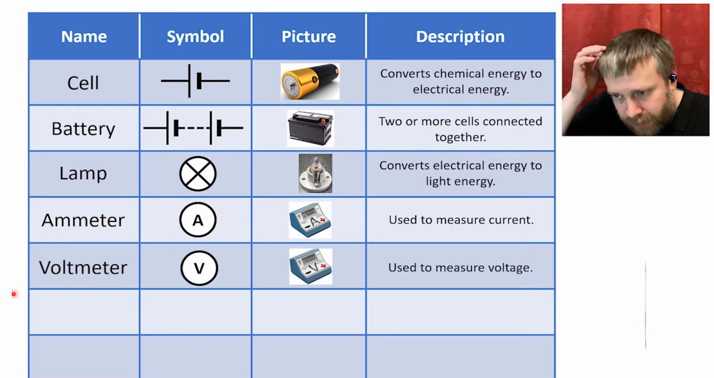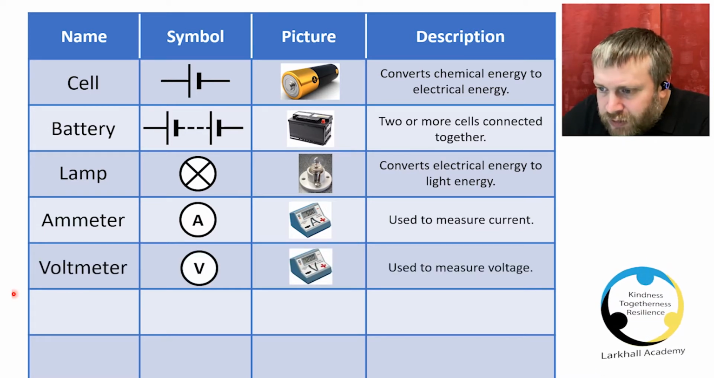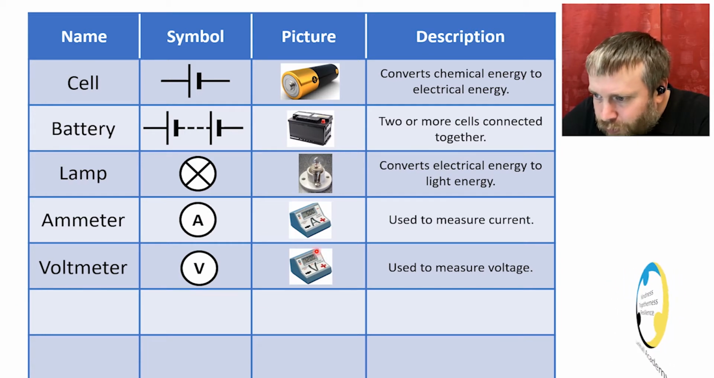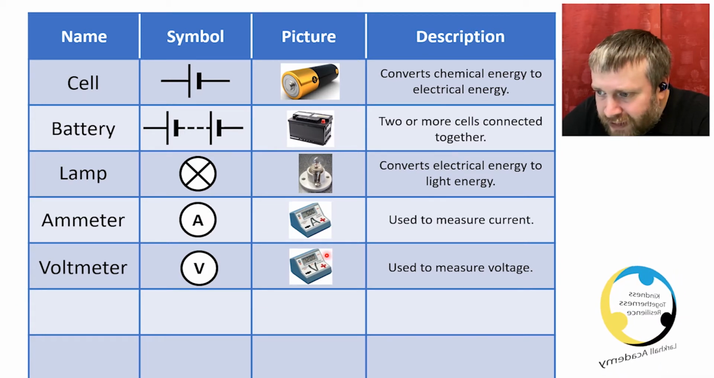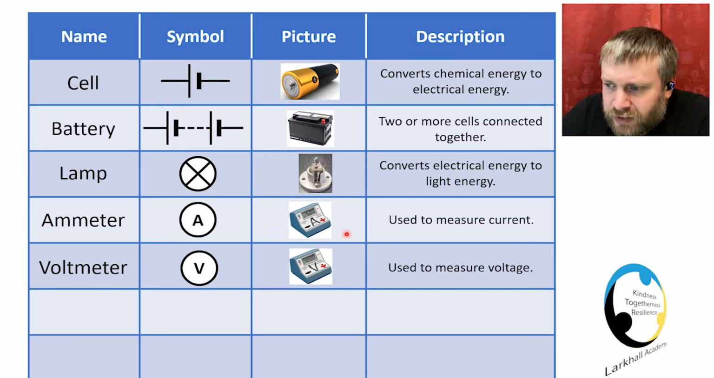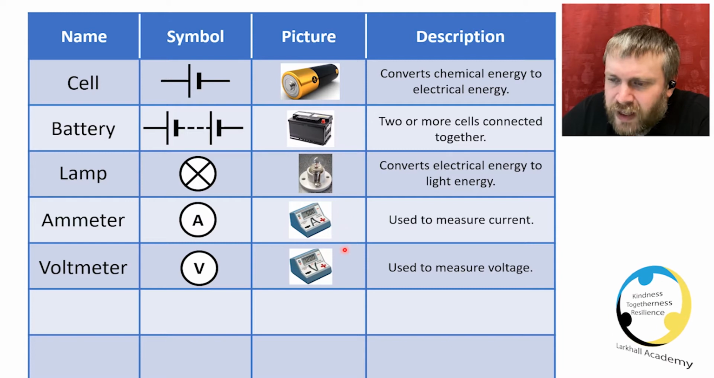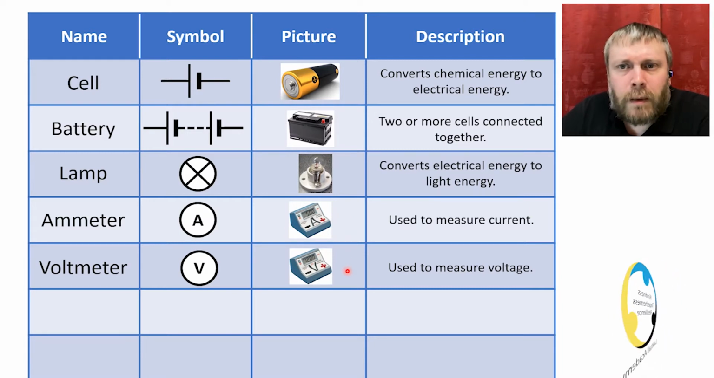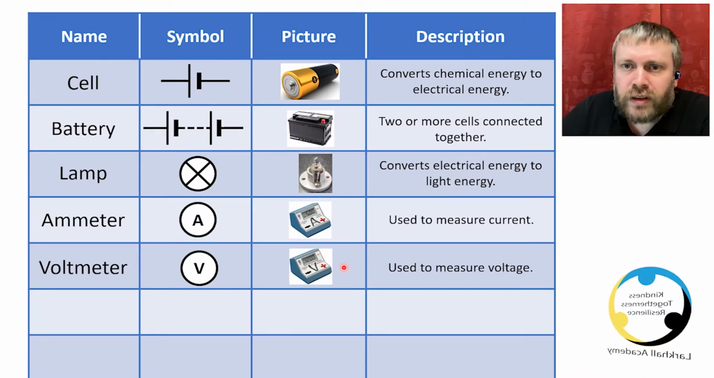Obviously you learned a little bit about current last time. This is a voltmeter. You can tell the difference between the two of these because one says A and one says V. And these can look like all sorts of different types of ones. So this is just an example of what they might look like. The ones we use in school actually are multimeters, so that they can do both and they can do other things as well.